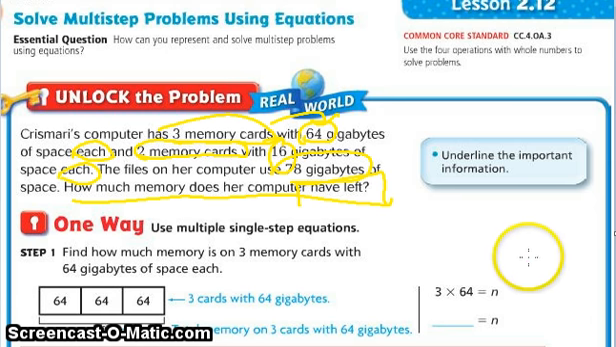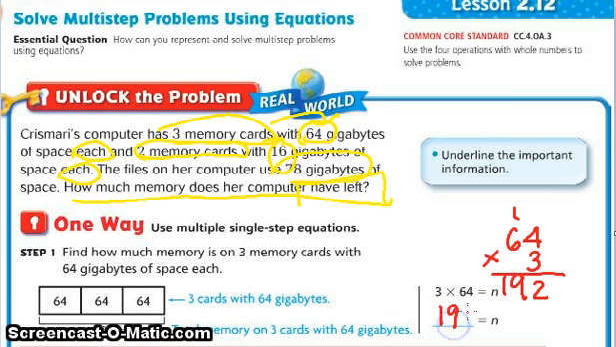We can do it in 2 ways. I'm going to do it with regrouping. 3 times 4 is 12. 3 times 6 is 18, plus 1 is 19. So N equals 192. If you wanted to do it with partial products, you could do it this way. You set up your problem and you say 3 times 60 is 180, and 3 times 4 is 12, and then you add these up, and you see you get the same answer.